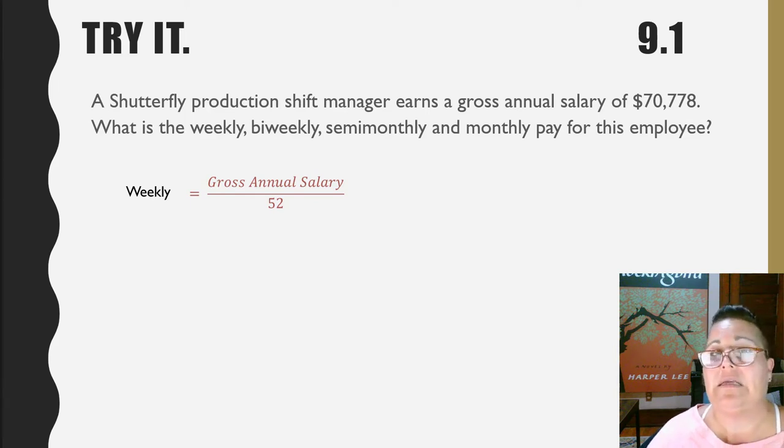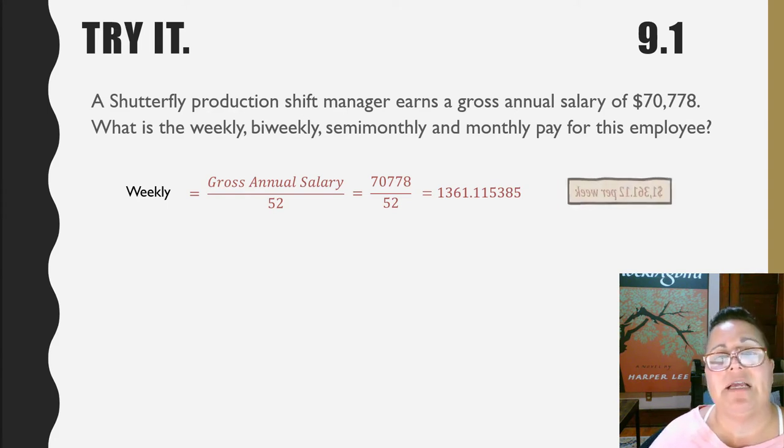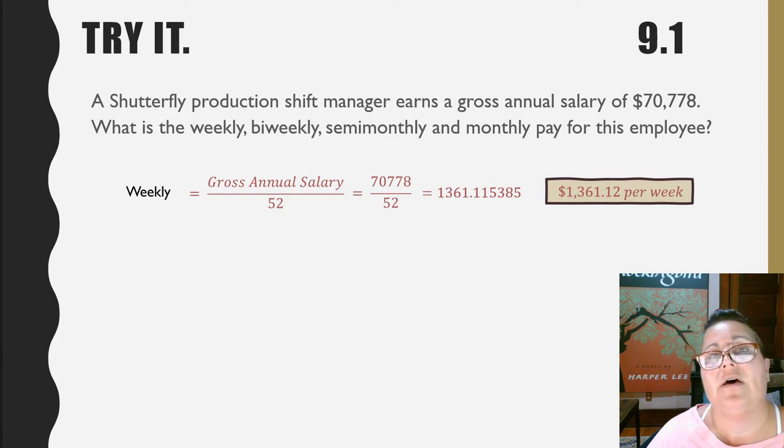And for a weekly paycheck, we're going to divide that by 52. So $70,778 divided by 52 works out to be $1,361.12. Notice we have rounded up the 115 to 12 cents. These are dollars and cents. We do use 2 decimal places.